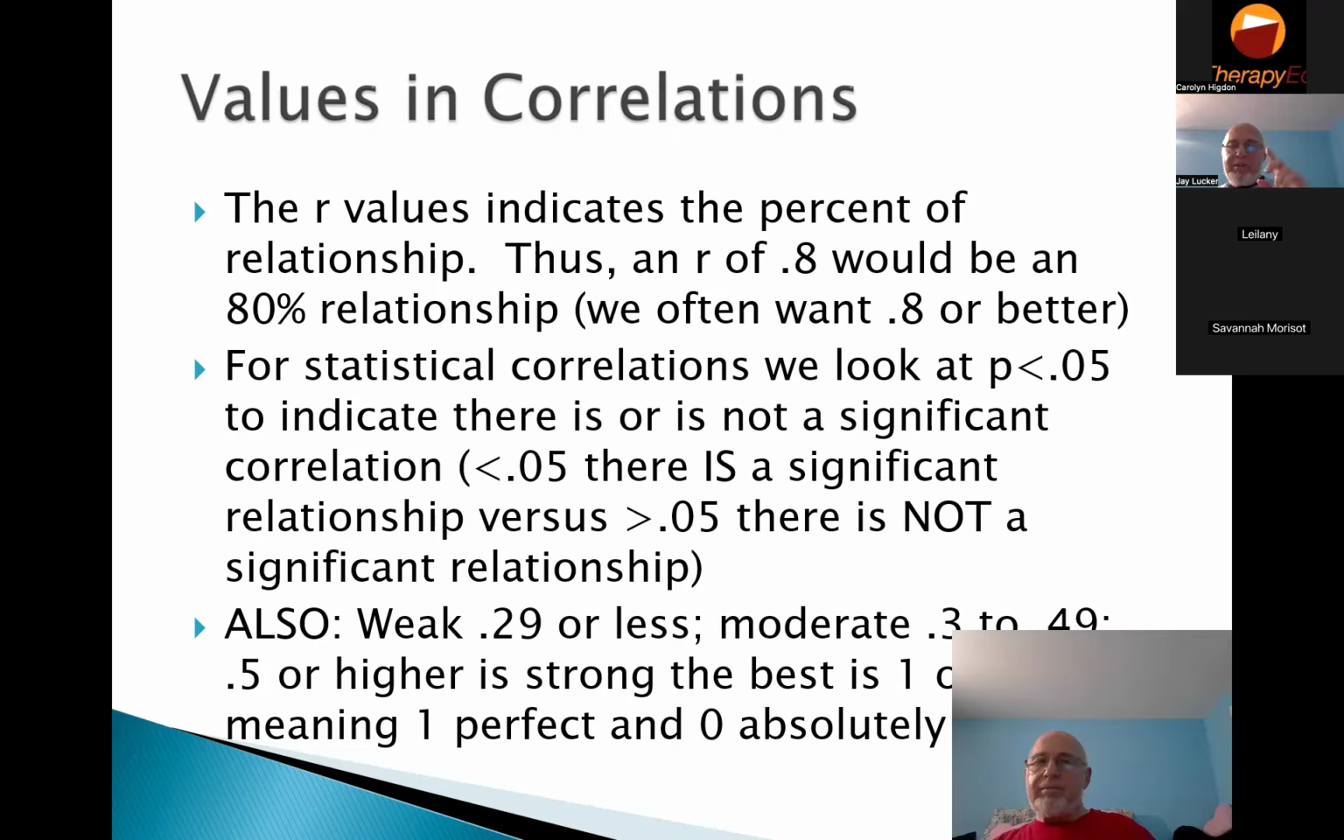That's the R value. If R is 0.5 or higher, it is strong, but the best we have is at least 0.8 or higher, and the ideal best would be 1 or 0. 1 is 100%, a 100% significant relationship. Or 0, there's absolutely no relationship. That 100% supports the null hypothesis.